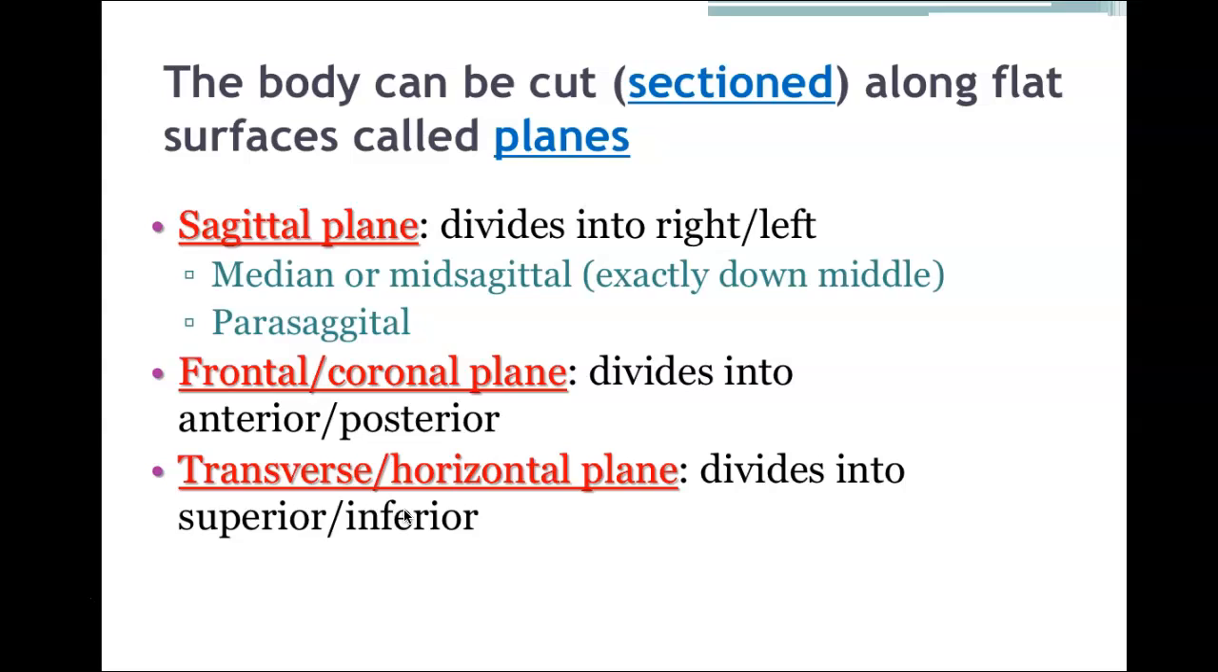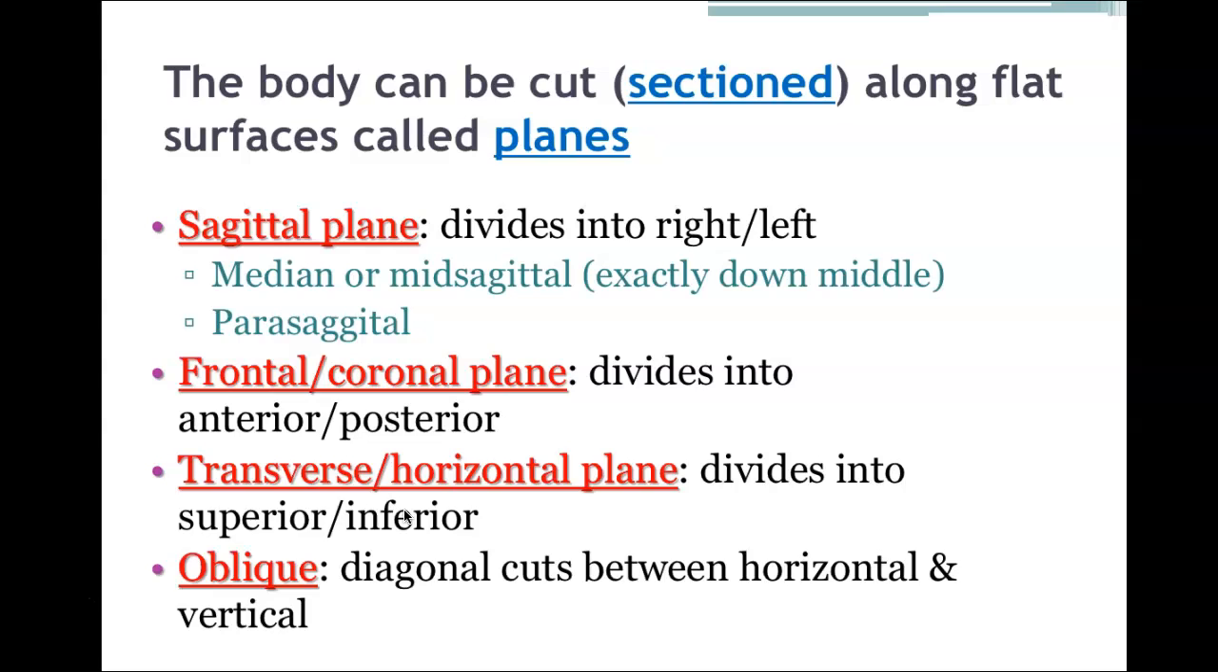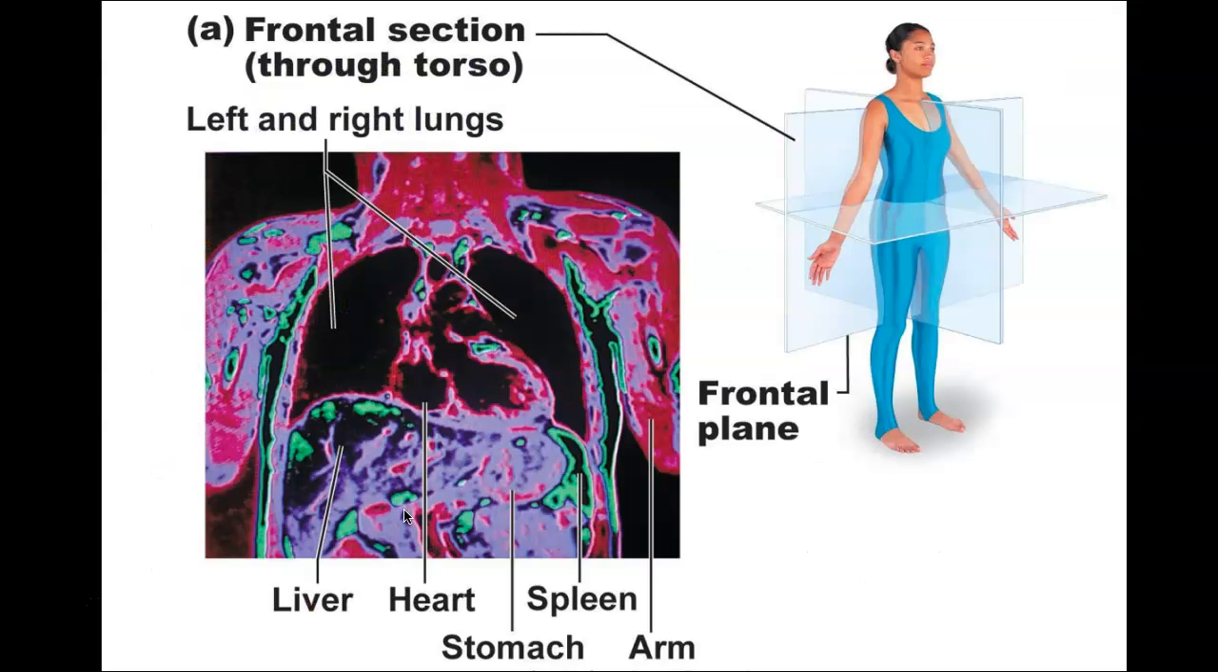Transverse or horizontal is going to divide into superior and inferior. So this would basically be if you just cut right at the abdomen and the top of the body and the bottom of the body were separated from each other. So that's a transverse or horizontal plane. And then oblique would be diagonal cuts between horizontal and vertical. So if you were making diagonal cuts, that would be called oblique. So many words, my goodness.